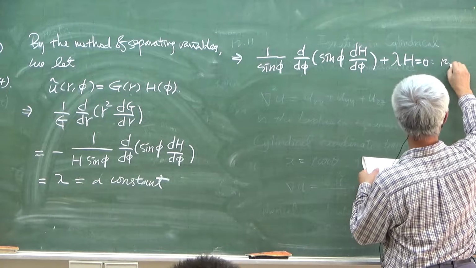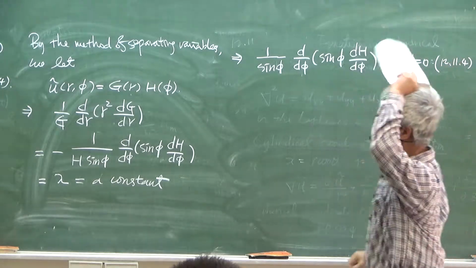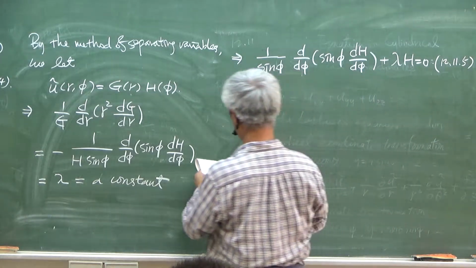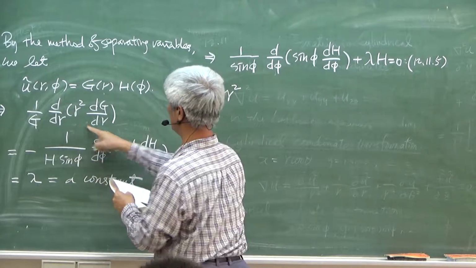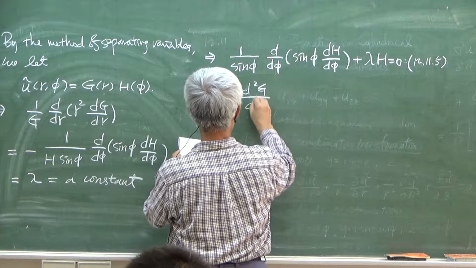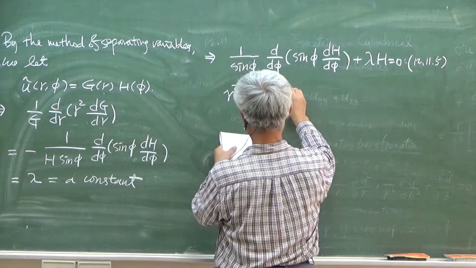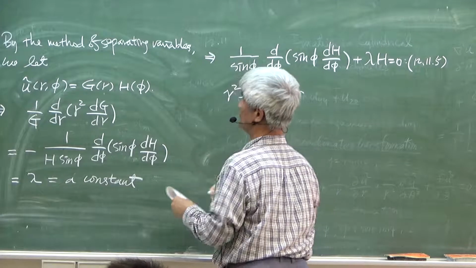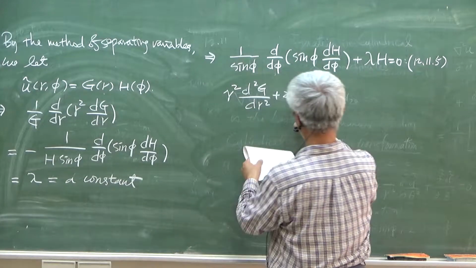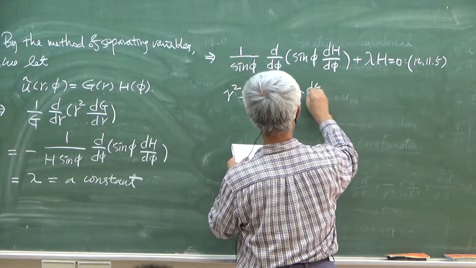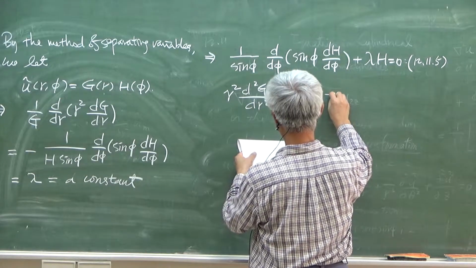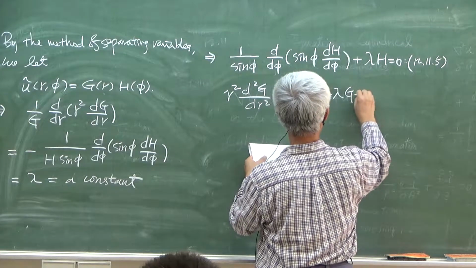So this is 12.11.4. Oh, 5. Sorry. And r squared d squared g dr squared plus 2r. Okay, I do the differentiation. So I have 2r dg/dr minus lambda g equal to 0.